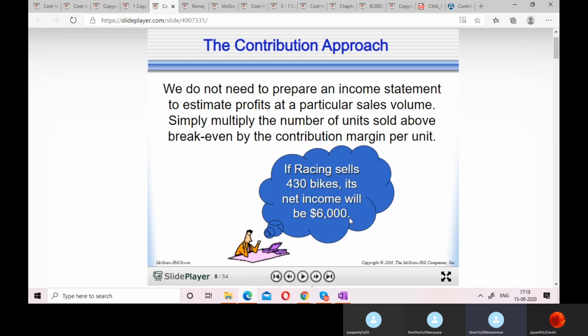30 bags, 30 into 200. 200, 6,000. Yes, very good. ये मतलब कौन, गणपति उमर सर?